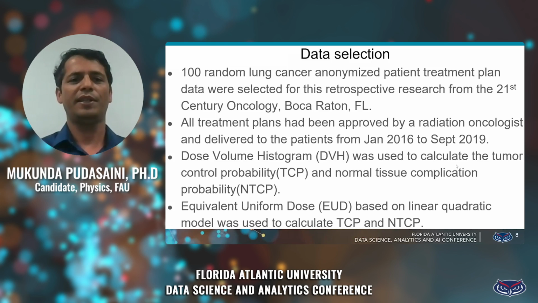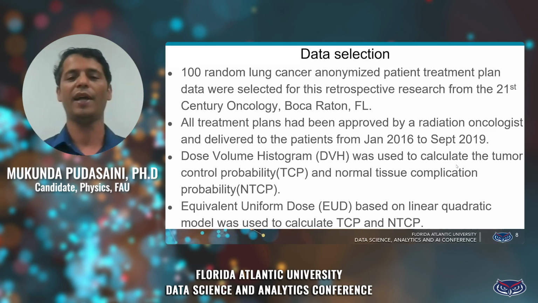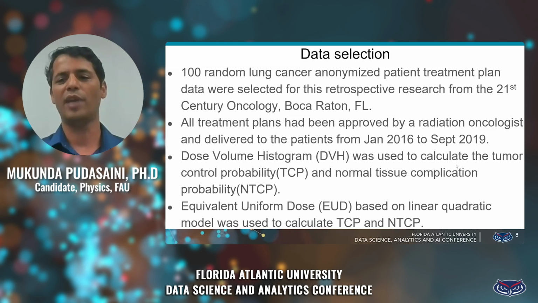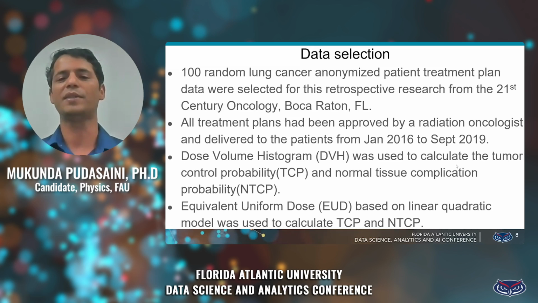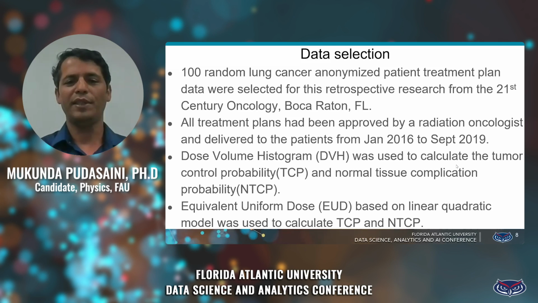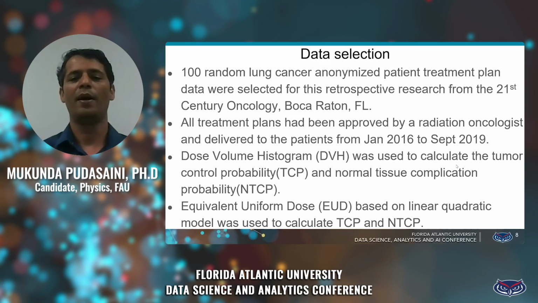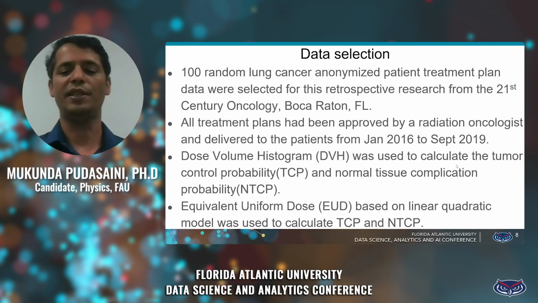In this retrospective research, we have chosen 100 random lung cancer anonymized patient treatment plans from 21st Century Oncology, Boca Raton, Florida. All the treatment plans we selected were approved by the radiation oncologist and were delivered to the patients from January 2016 to September 2019. Our calculation of the tumor control probability and normal tissue complication probability is based on the dose volume histogram. Equivalent uniform dose-based linear quadratic model was used to calculate TCP and NTCP.